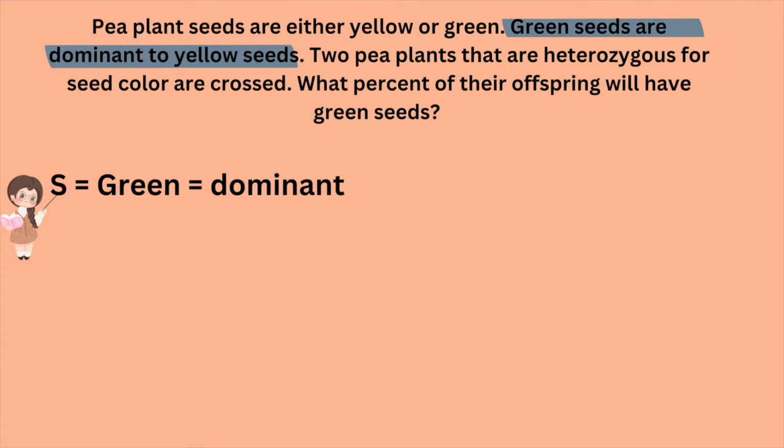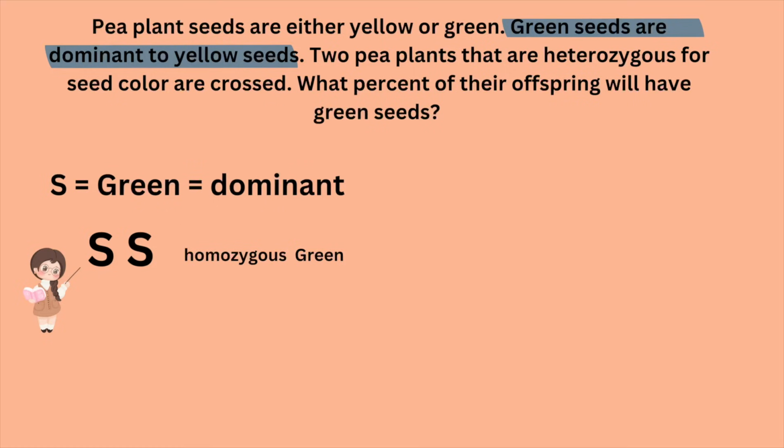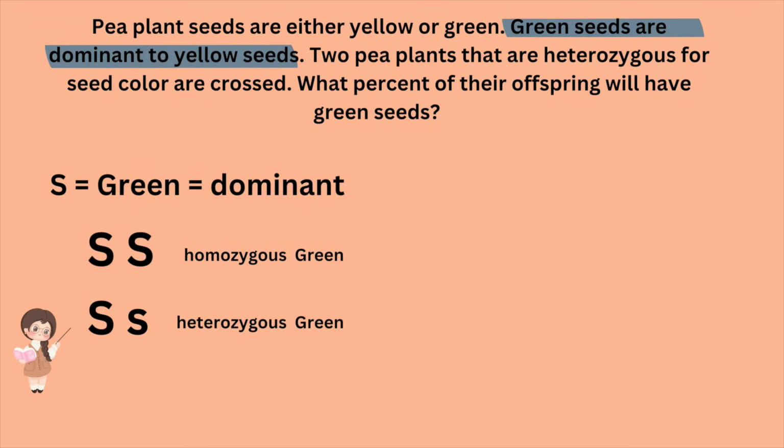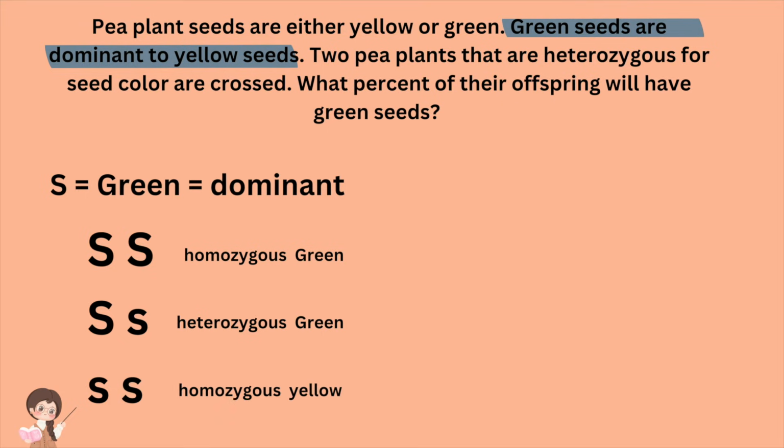Let's look at the possible genotype variations. We can have big S, big S, which is homozygous and will yield a green seed. We can have big S, little s, which is heterozygous and will yield a green seed. And we can have little s, little s, which is homozygous and it will yield a yellow seed.